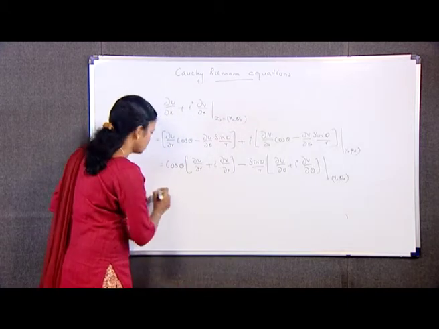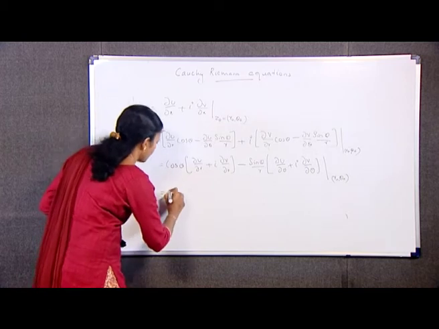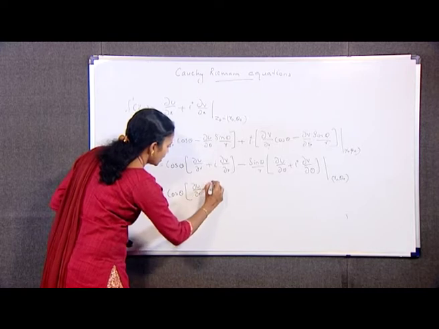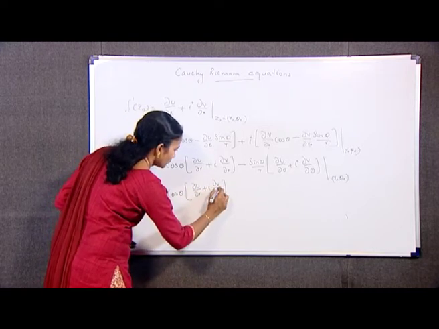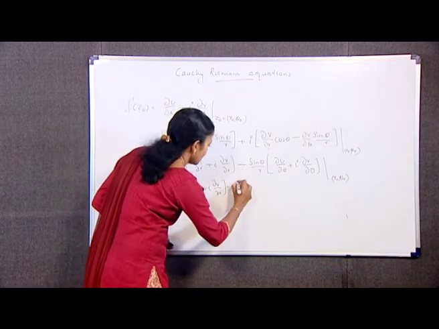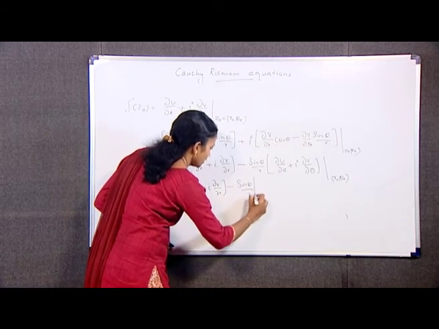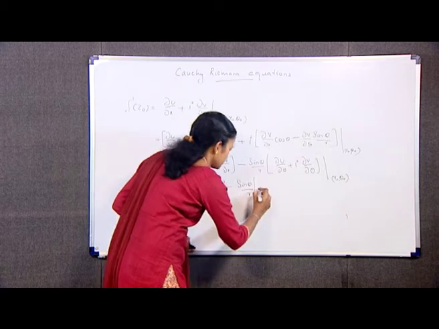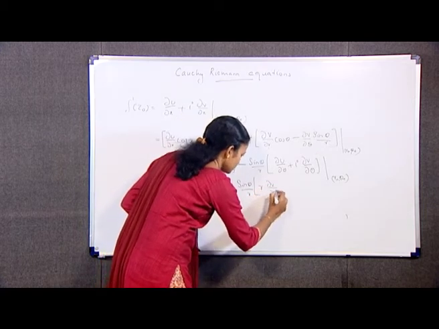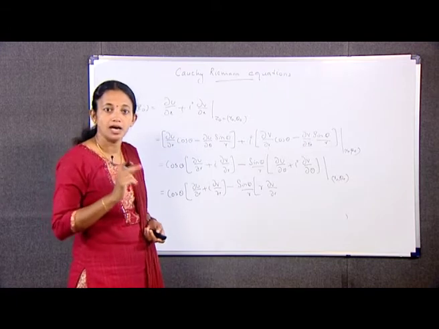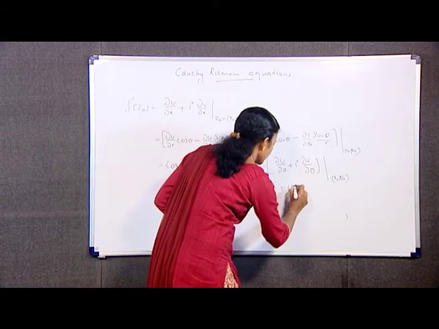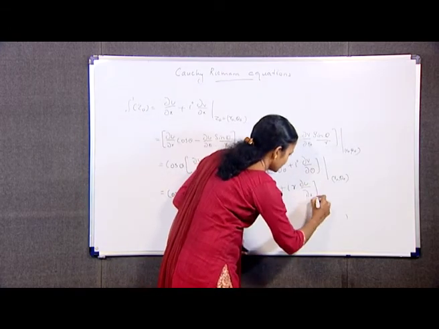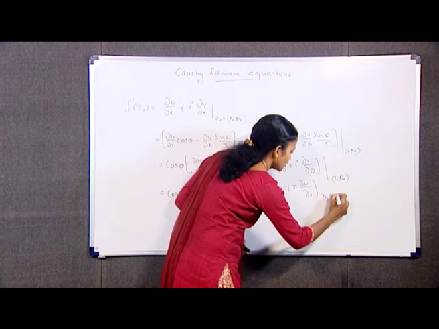This I can write as cos theta into, I can change this as cos theta into dou u by dou r plus I into dou v by dou r, minus sin theta by r into, in the brackets, which I can write as r into dou v by dou r plus I r into dou u by dou r, at the point r naught theta naught.